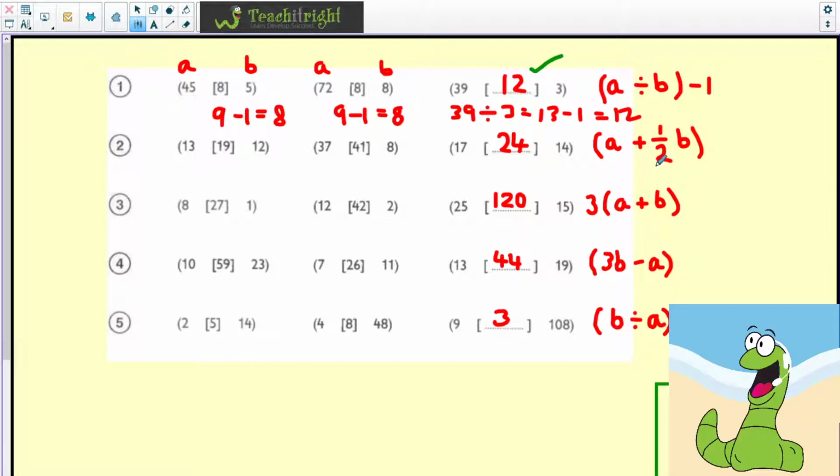Now, if you're unsure about how to make the number in the middle, then just refer to the algebra on the side, and that will explain exactly what you do. So 12, then we've got 24, 120, 44, and then 3. But if there's any doubt and you're not sure, look at the algebra.